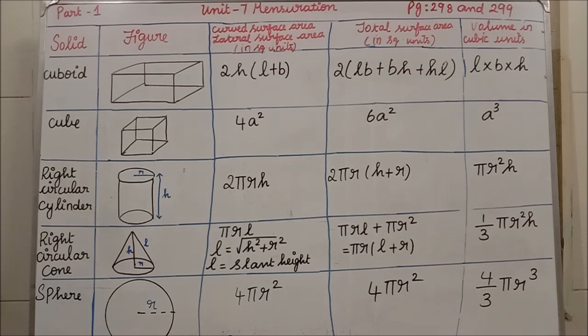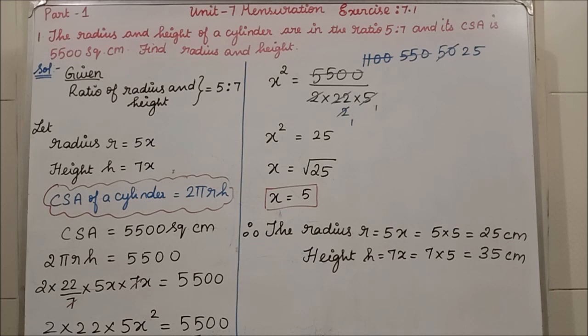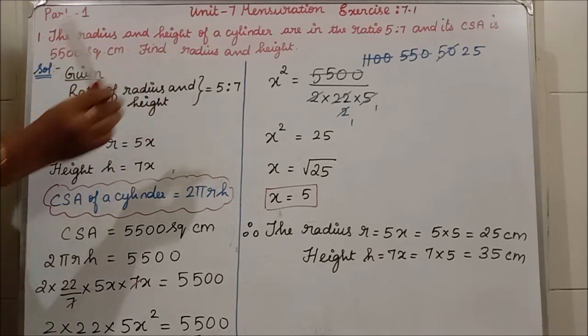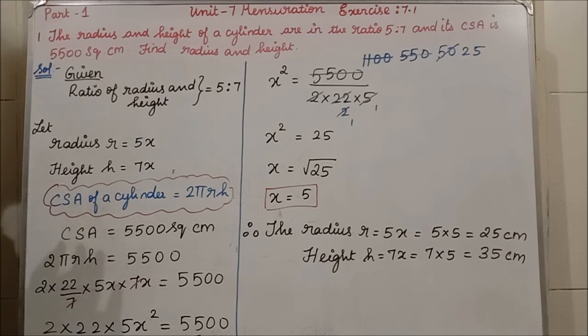Now I am going to start exercise 7.1. In exercise 7.1, we are going to see the first question. The radius and height of a cylinder are in the ratio 5:7. They are given radius and height in the ratio form, 5:7. And its CSA, I have written in short form. In your book they have given curved surface area. Curved surface area is 5500 square centimeter.